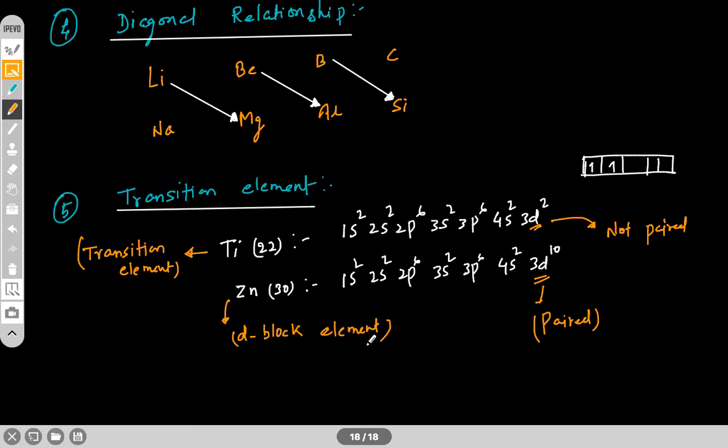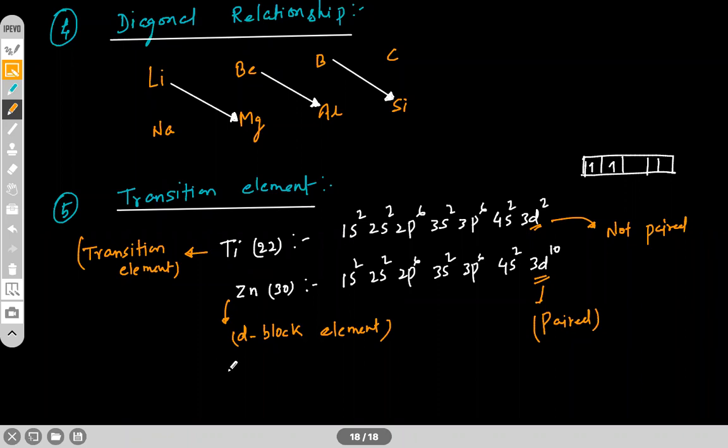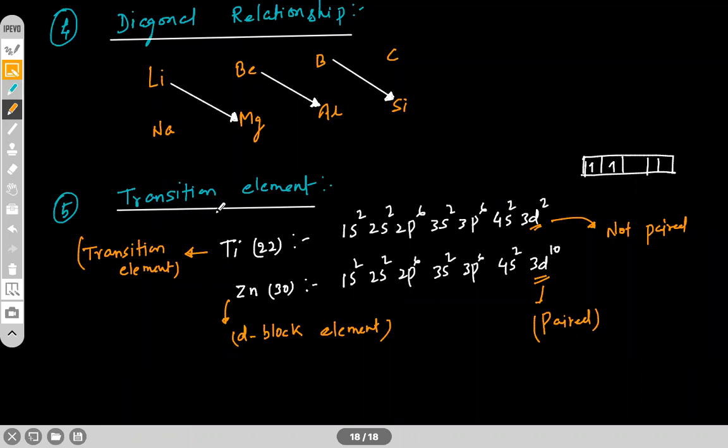Okay, so this is the difference between the two, right? You must keep that in mind. The d block elements which have unpaired d electrons are called transition elements.